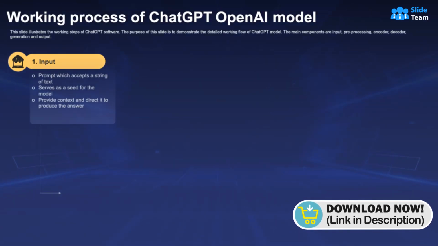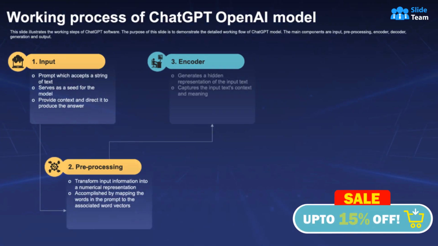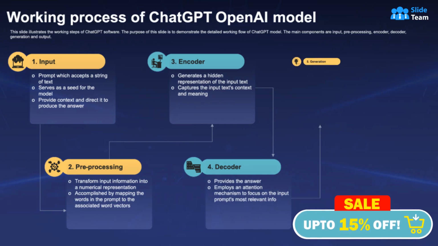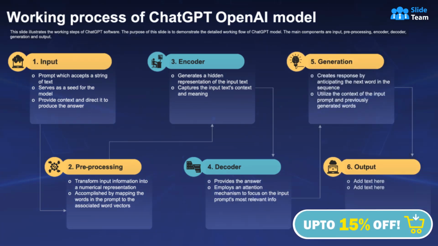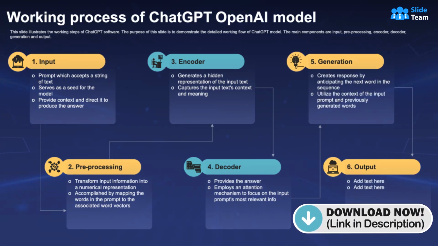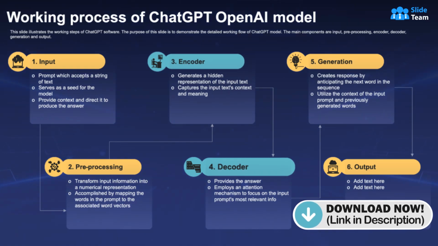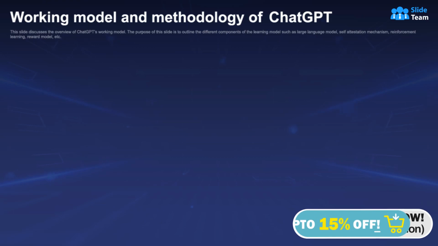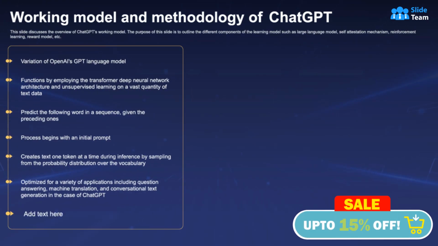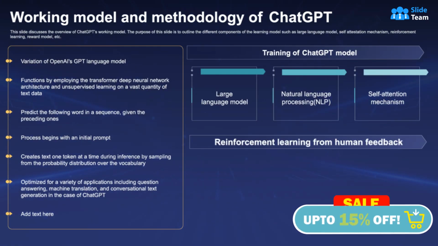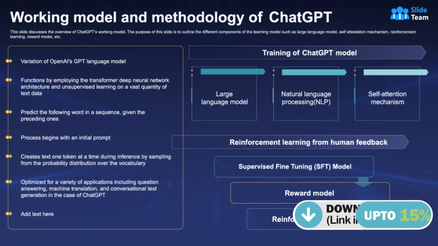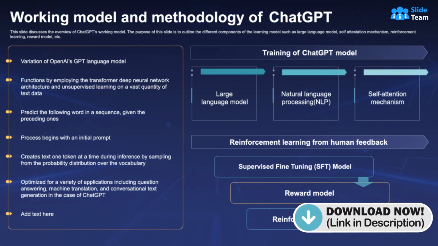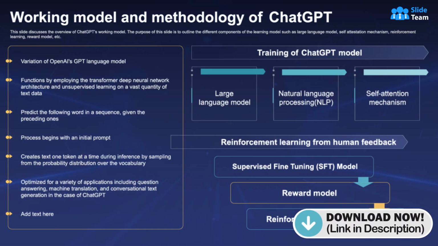Use this PPT slide to take the audience through the working of ChatGPT. Showcase how a prompt is taken as input and goes under the operations of preprocessing, encoder, decoder, generation, and comes out as output. Showcase a generic working model for ChatGPT. Present the components and working of this model, such as the self-attention mechanism, reinforcement learning, and much more.